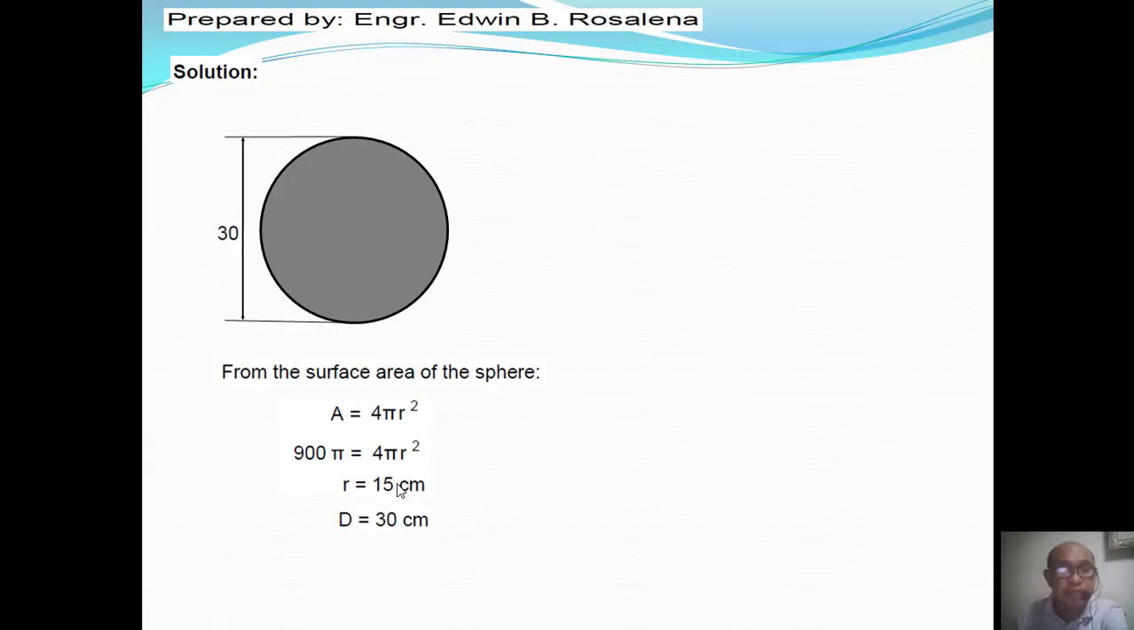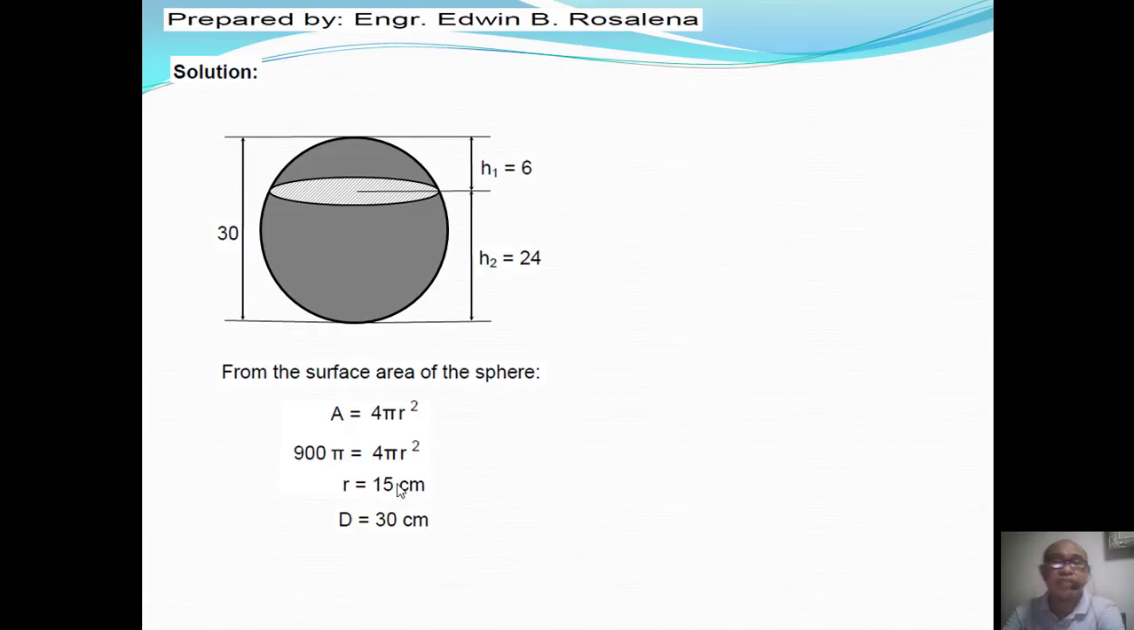So if this is the diameter 30, as stated in the problem, there are two segments on this sphere, the first and the second. So meaning, we will slice this into two segments. And the altitude of the first segment is 6. So meaning, the altitude of the second segment is 24, because the diameter is 30.